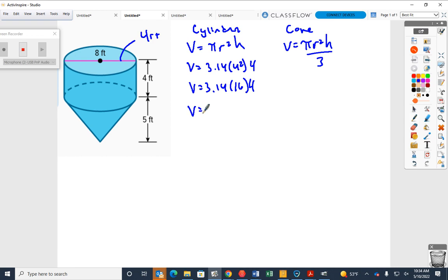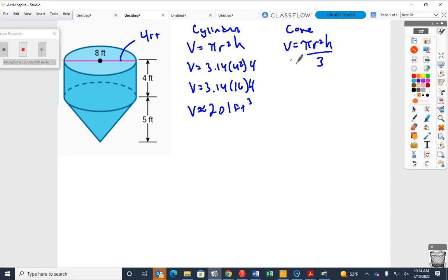And what do we have when we do this? 3.14 times 16 times 4 is about 201. On today's worksheet, I just want you to round to the nearest whole number, okay? So we're going to say about 201 feet cubed.